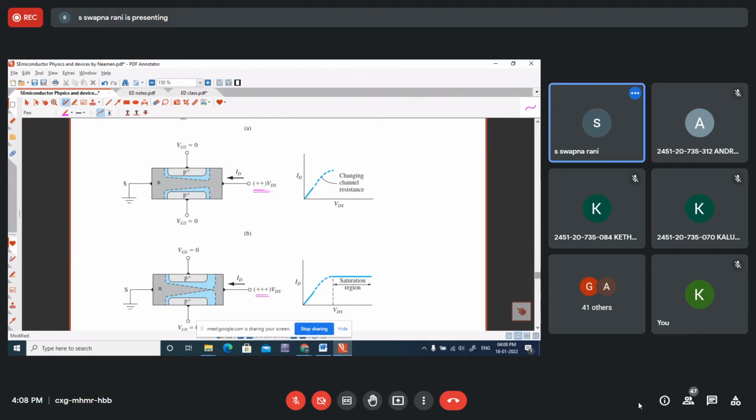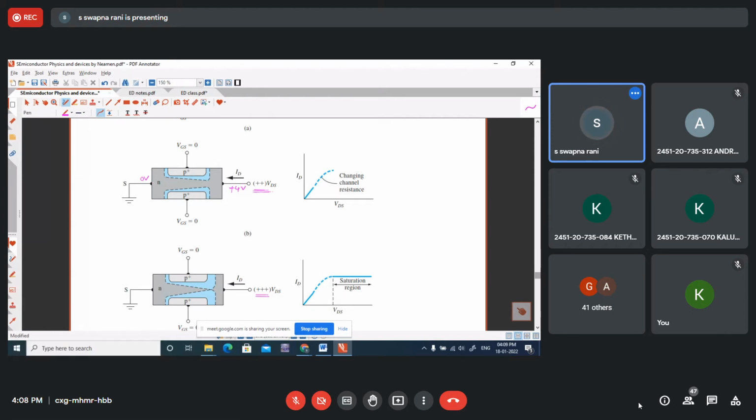Okay. So all of you please observe. Let us say we have applied 4 volts, plus 4 volts. So now what will happen? What is the potential at the source? 0. The potential at the drain is plus 4 volts.